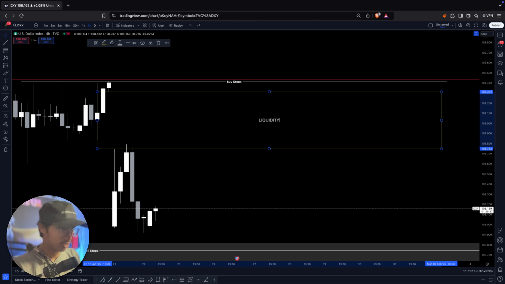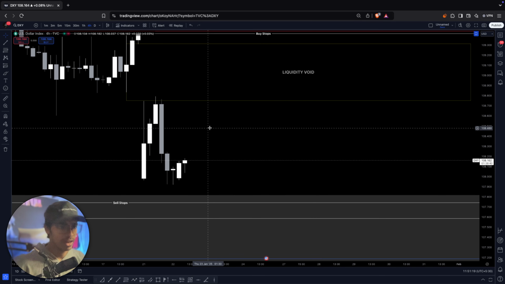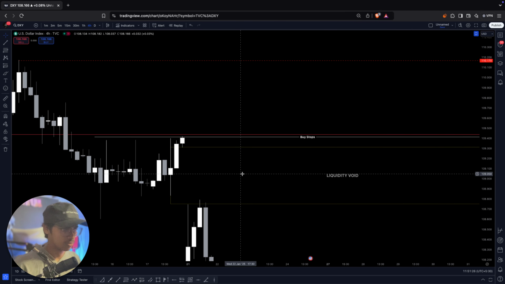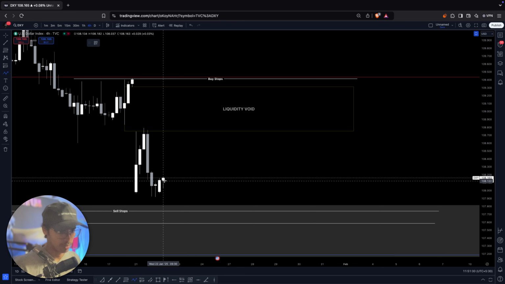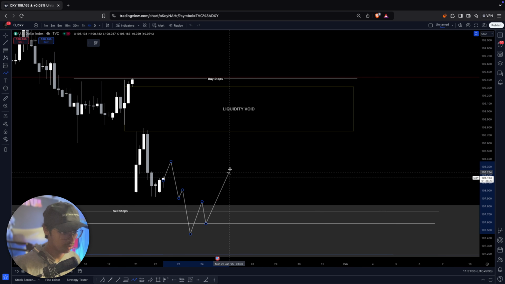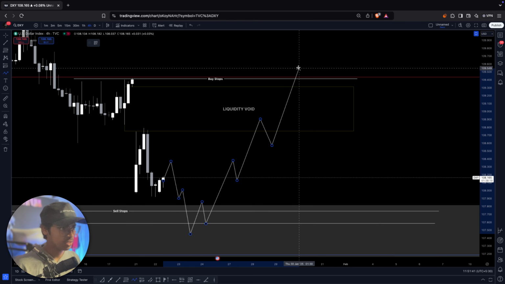So, liquidity void. The price will always get attracted to this liquidity void, and because the price will get attracted to this liquidity void, we expect the price to go down and then come back again to take these buy stops, right? Remember, we are expecting the sell stops to be taken, and then some kind of movement will be shown, and the price should rally upwards. It should break this particular void.